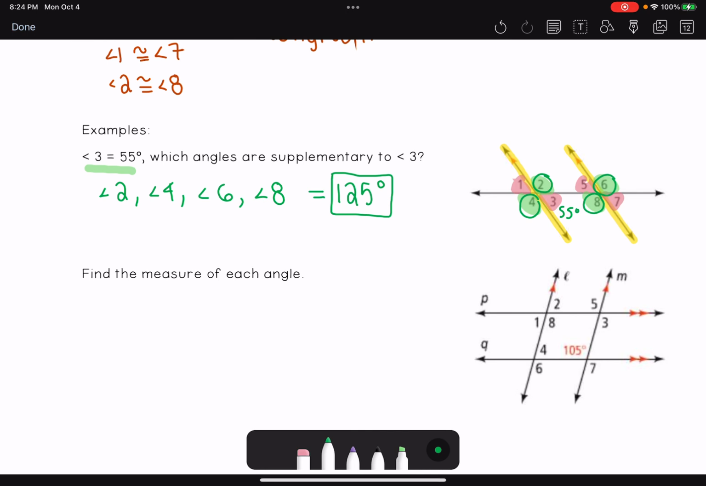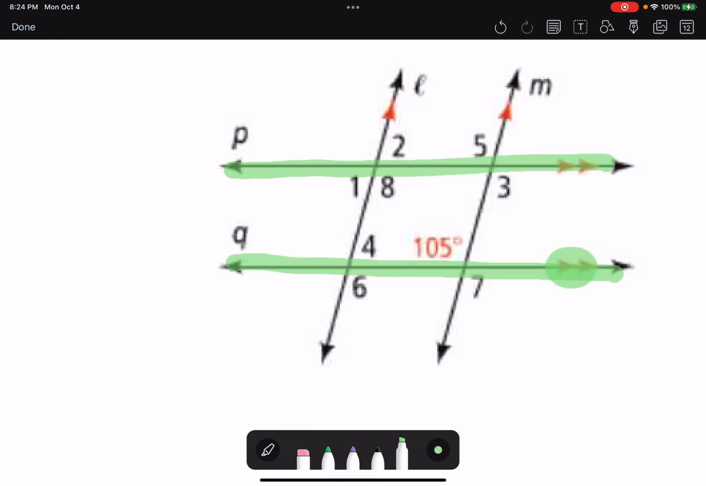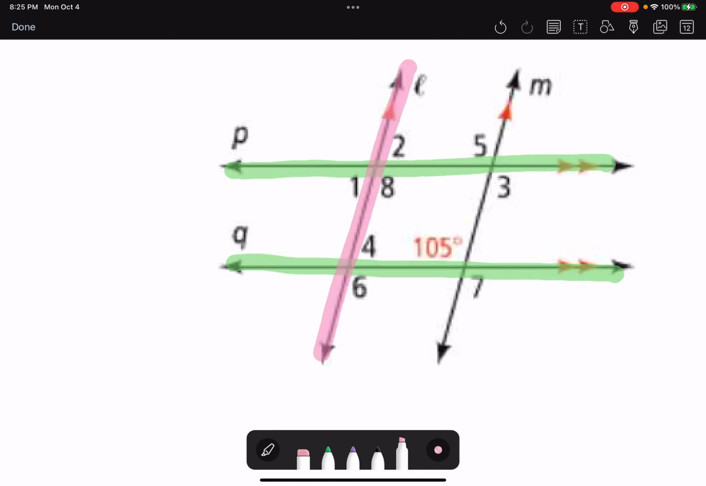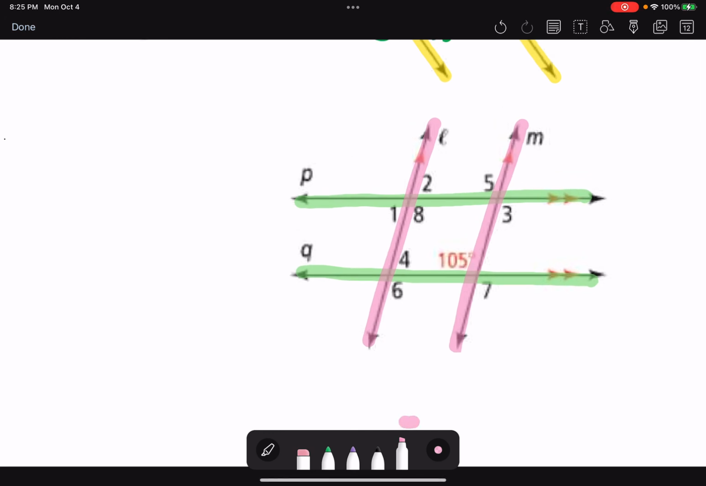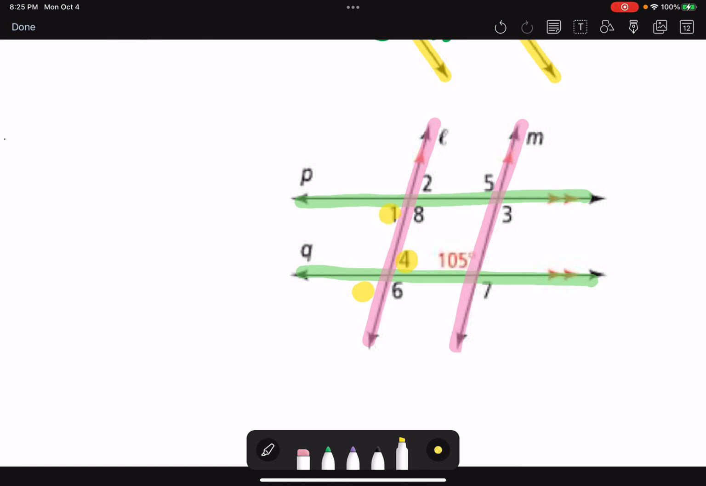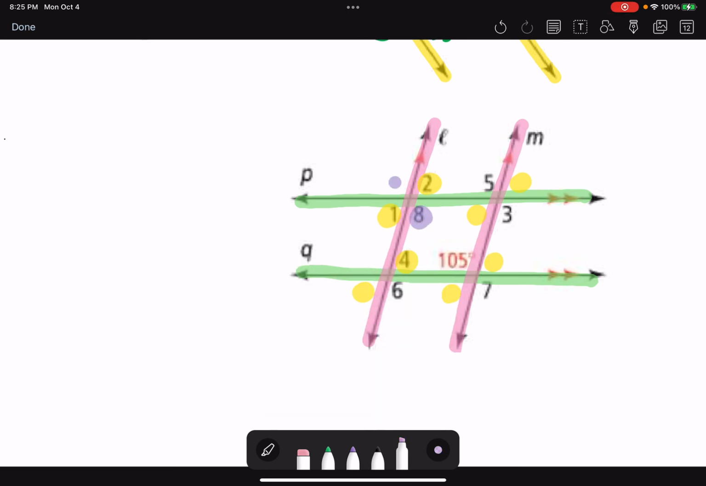In our last example, notice we have 2 sets of parallel lines. So we have P and Q, which both have these 2 little arrows right here to show that they're parallel. And then we have lines L and M. Color code next. So these angles are the same. I'm just doing kind of a quick color coding job this time. And all of these angles are the same.